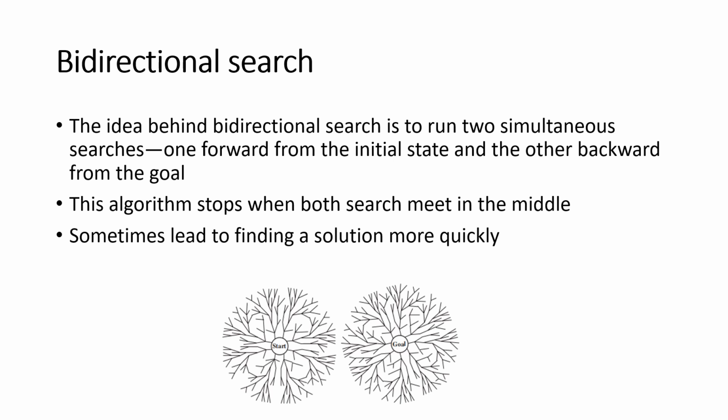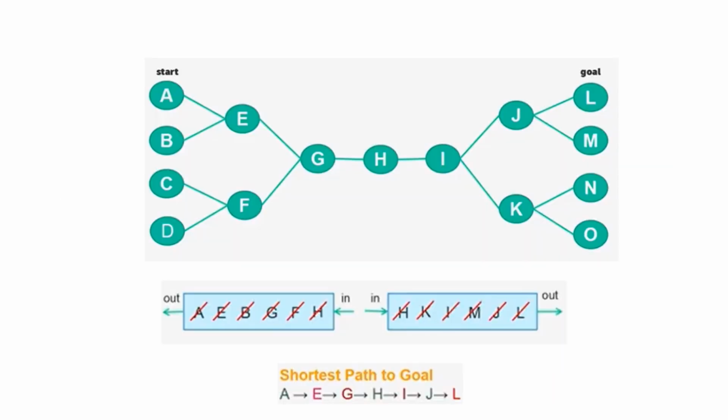So here we can say instead of searching from start to goal in one direction, the search is divided into two small searches. So this reduces the number of nodes explored. That means it sometimes leads to finding a solution more quickly. We can discuss bidirectional search with an example.